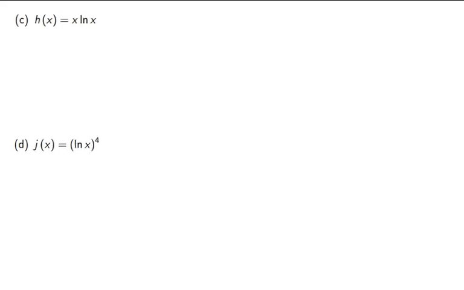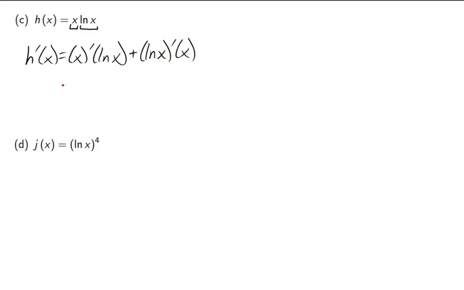Next example. This one requires the product rule. We've got x times the natural log of x. You've got a first term and a second term. Let's use our product rule. The product rule says you take the derivative of the first times the second plus the derivative of the second times the first. I just wrote all that out. I didn't take any derivatives yet. Now let's calculate the derivatives.